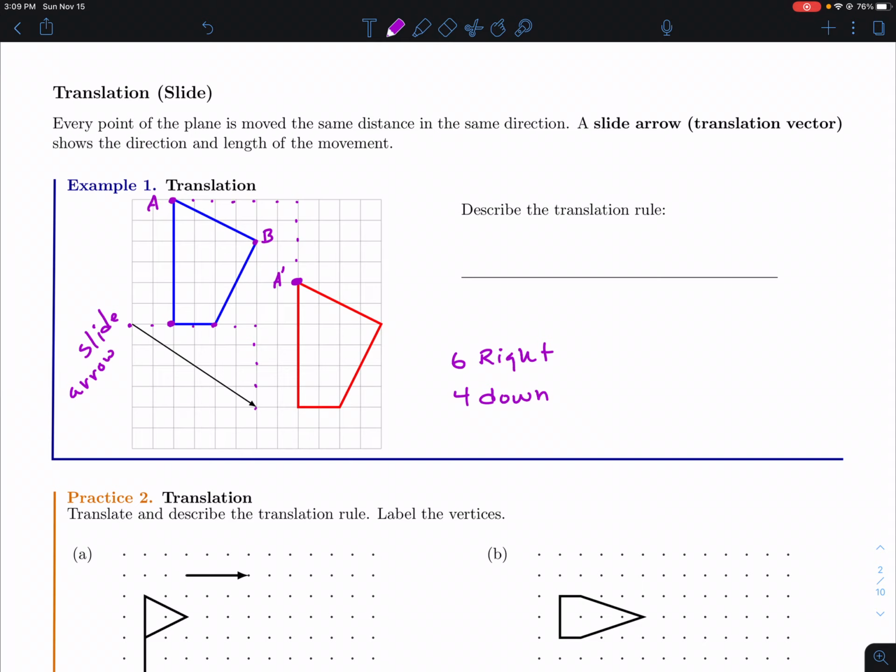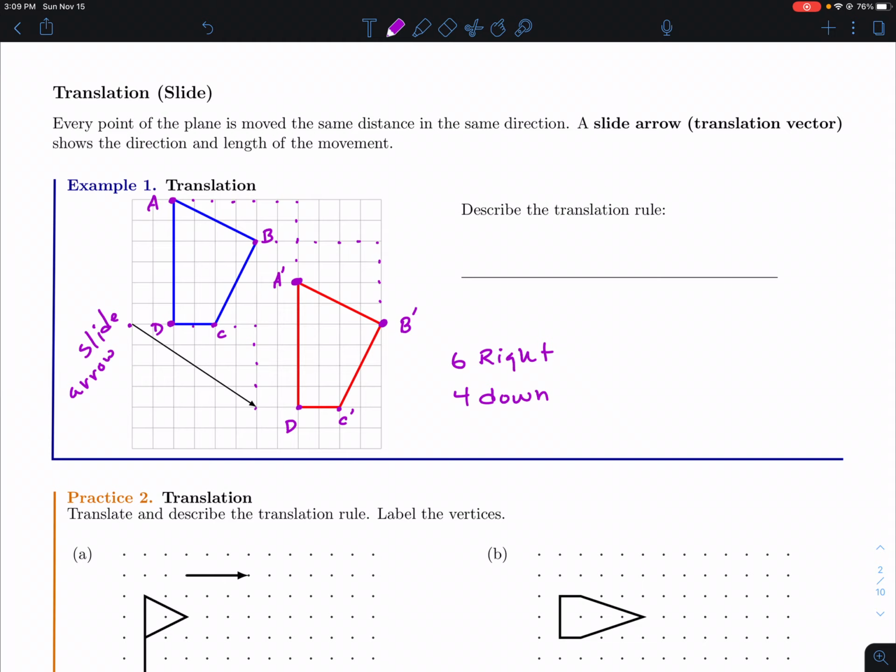And then if I called this B, I'd do the exact same thing. So I'd go over 1, 2, 3, 4, 5, 6, then 1, 2, 3, 4. Here's my B prime. Oh, this is a 4-sided figure. What am I talking about? Quadrilateral, sorry. And then just do the same thing. If this is C and this is D, then this would end up being C prime, and this would end up being D prime.